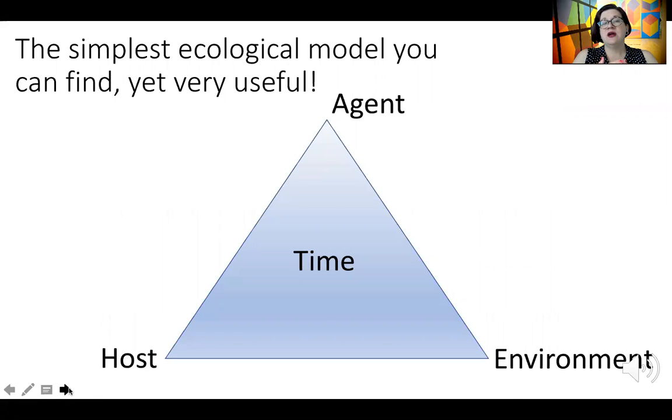So the epidemiologic triangle is essentially the simplest ecological model that you can find, yet it's really useful. It has three vertices, the 3 points of the triangle, that bring together the agent or the disease-causing organism, the host or the organism that's infected by the agent, and the environment in which these come together. They all also are modeled across time because different aspects of time can impact the opportunities for infection and also the opportunities to interrupt transmission.